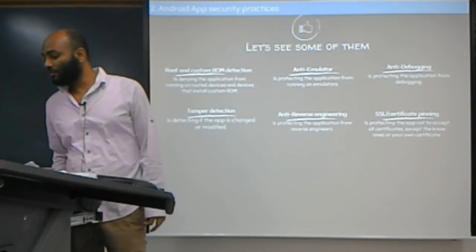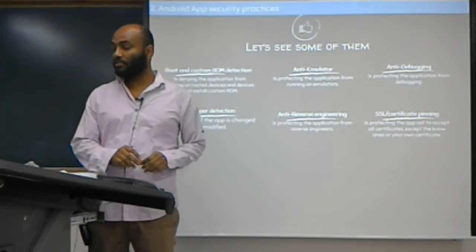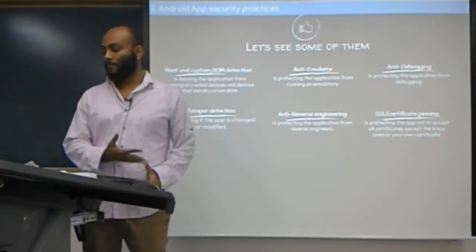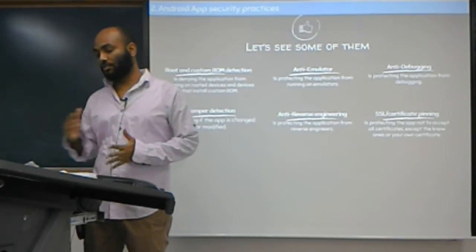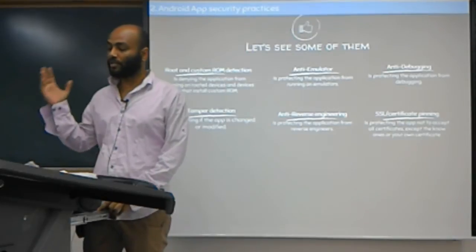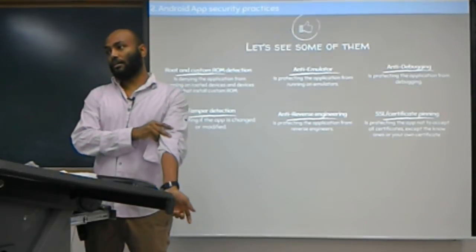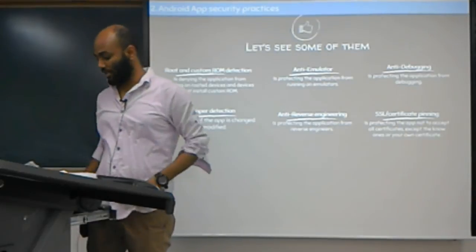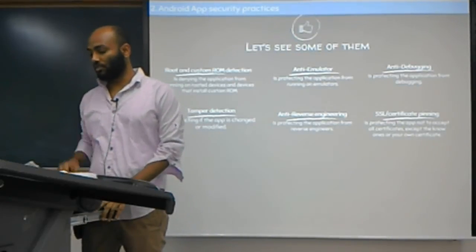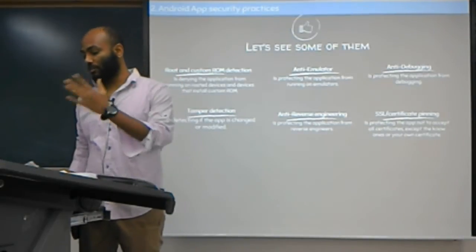The fifth one is anti-reverse engineering. Attacking starts with reverse engineering. Most of the time, the attacker starts by reversing the application, learning what it is doing, and searching for any hashes, passwords or strings. So we have to protect our code and our application from reverse engineering.